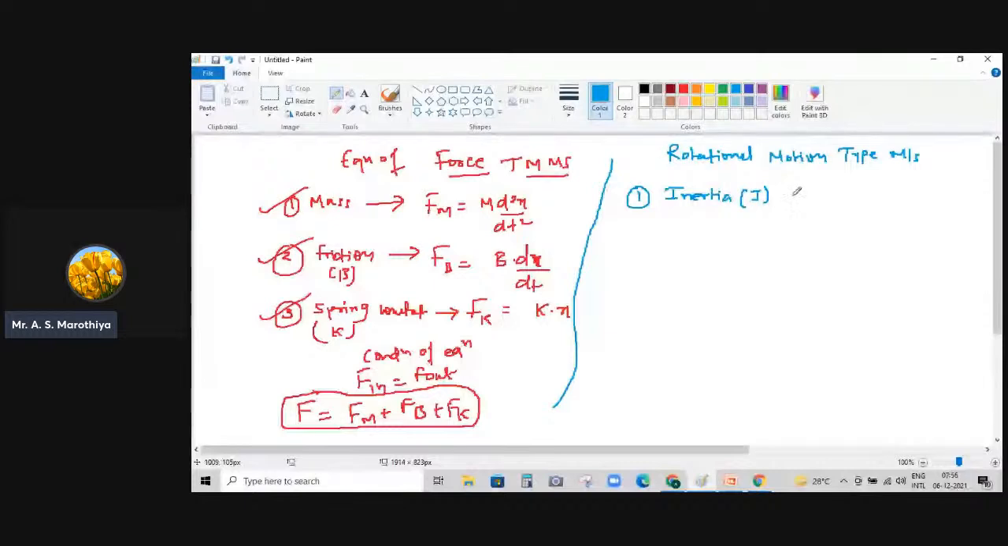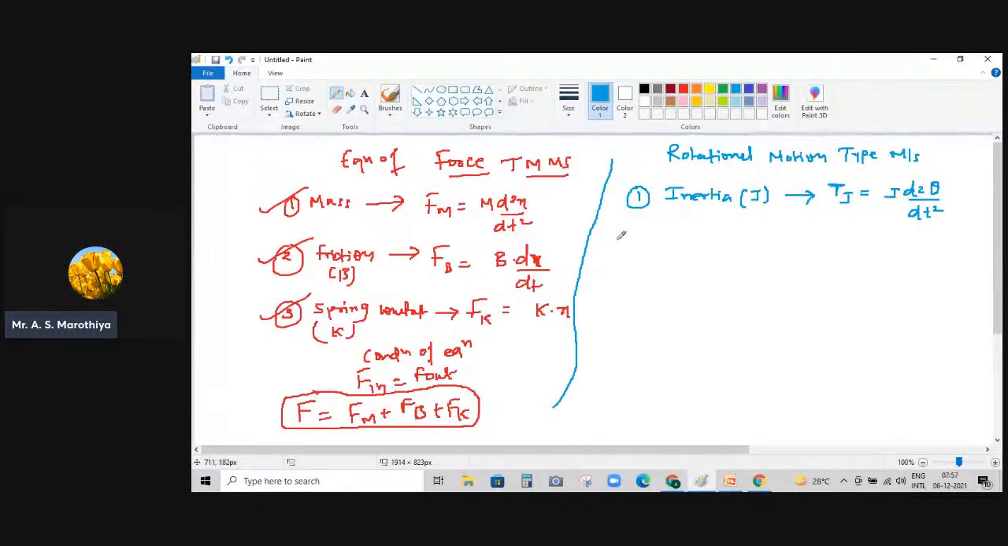And the torque component offered by inertia is given by tau suffix J, because it is the torque component offered by inertia. It is nothing but J times d2 theta by dt square. Now instead of having linear velocity or linear displacement in case of translatory motion, in case of rotational motion we have angular displacement. That's why we have written here theta. In case of translatory motion we have mass; here we have inertia, that's why we have written J. That you have to remember.